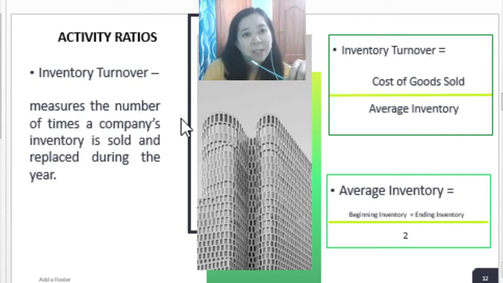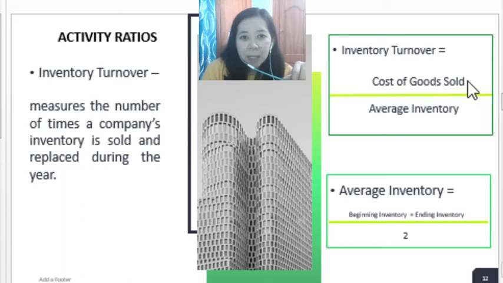Inventory turnover measures the number of times a company's inventory is sold and replaced during the year. Or, just like we mentioned earlier, how efficient the management is in converting their inventory into cash and purchasing another inventory and so on. The formula for inventory turnover is cost of goods sold divided by the average inventory. Your cost of goods sold, we can take from our income statement, if you still remember. Average inventory, just like our average receivables in the previous ratio, is computed by adding your beginning inventory and your ending inventory, and then dividing by 2. This becomes our denominator.